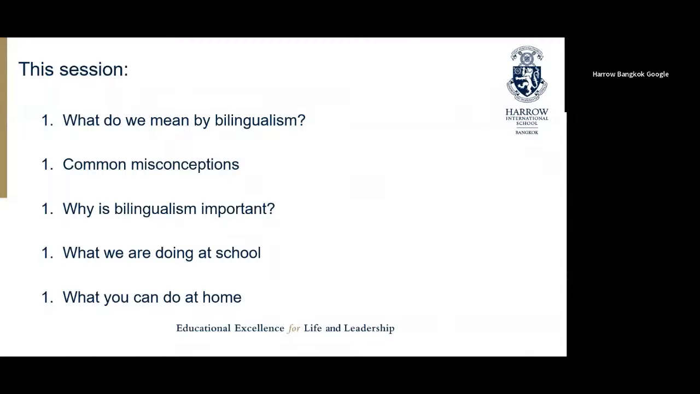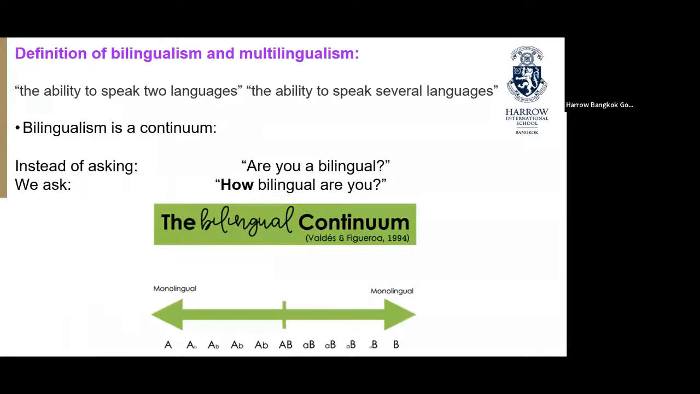So we will talk a little bit this morning about what we mean by bilingualism. I will talk through some common misconceptions and also why bilingualism is so important. We'll then talk about what we're doing at school, and again, things that you can do at home to support developing optimal bilingualism.